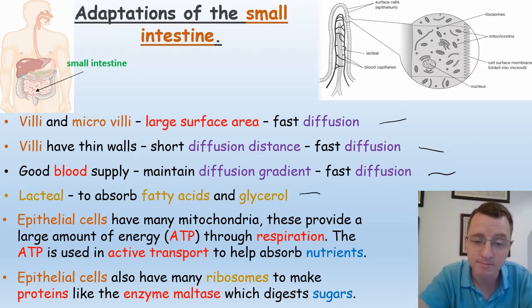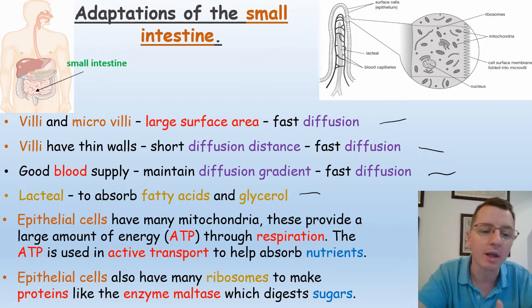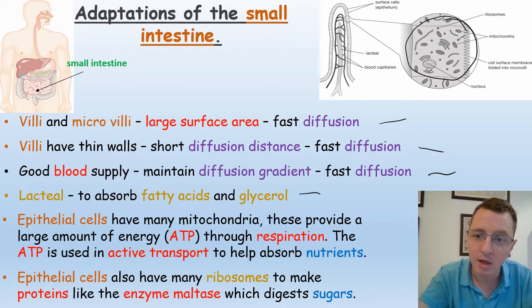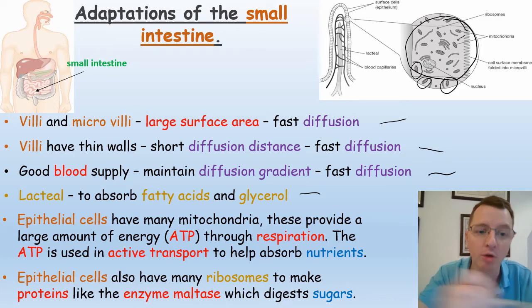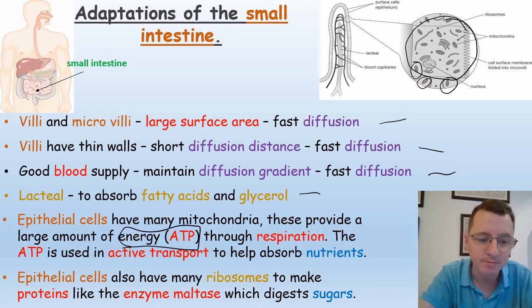We could also mention that the small intestine is adapted because it has a lacteal to help it absorb fatty acids and glycerol. But we don't just have to consider diffusion, we also have active transport that happens in the small intestine. So if we look at these epithelial cells here, you'll notice they have a large number of mitochondria, and these provide a large amount of energy in the form of ATP from respiration, and the ATP is used in active transport to help absorb the nutrients.